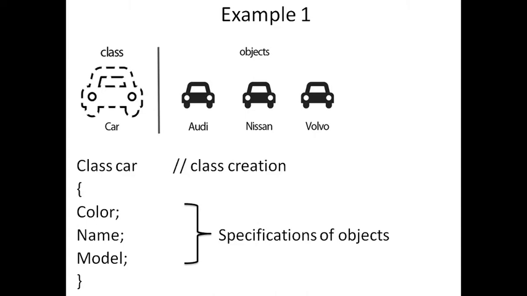Then without class the object does not exist. I repeat, without class the object does not exist. That means without a blueprint of a car, you cannot manufacture the Audi, BMW, Nissan, Volvo, etc. First it needs some blueprint.